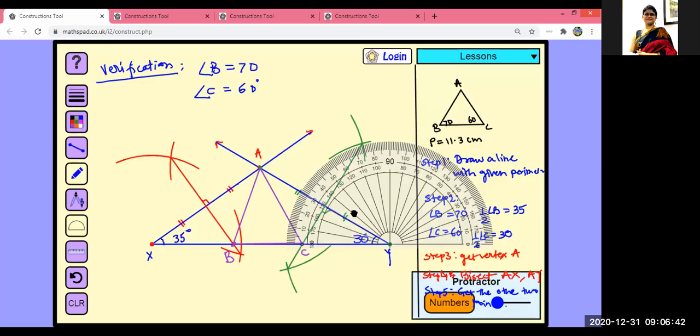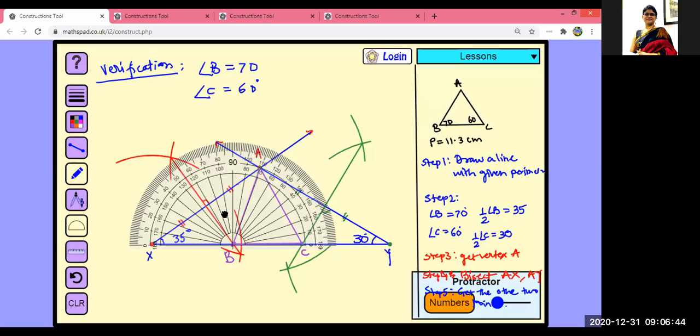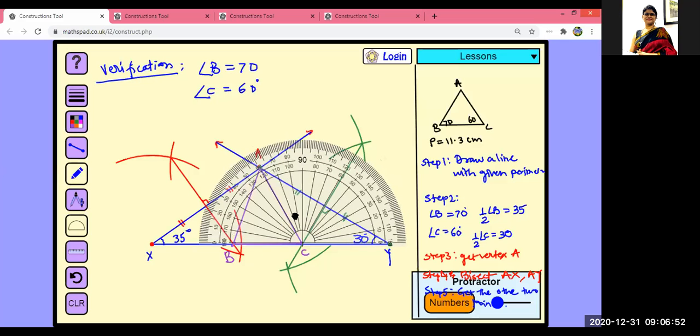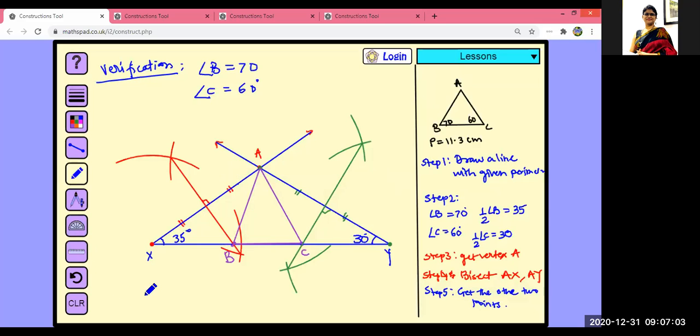So place the protractor on angle B and check if that is 70 degrees. Perfect. You can see this is exactly 70 degrees over here. And check what is C. So angle C should be 60 degrees and here you can check, it hits 60 degrees over here. So that completes the construction. Okay, and that is how we can verify. So a quick look at the steps.